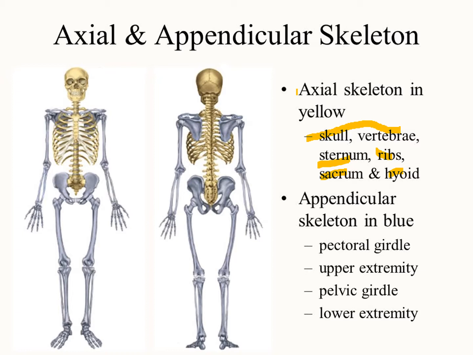Whereas the appendicular, that's going to be in blue. So we see that in blue. This is the appendicular, more so the periphery, the pelvis, the legs. Whereas the axial is pretty much the head, the ribs, the vertebrae, coccyx, sacrum. So the axial and the appendicular.